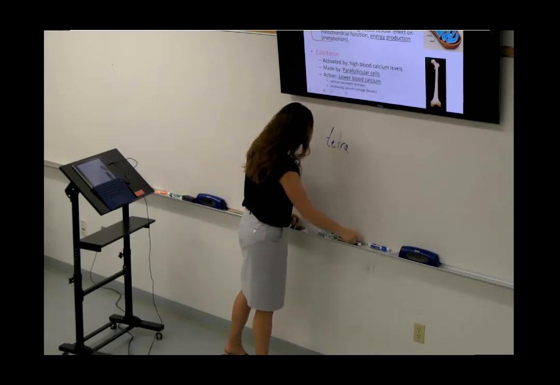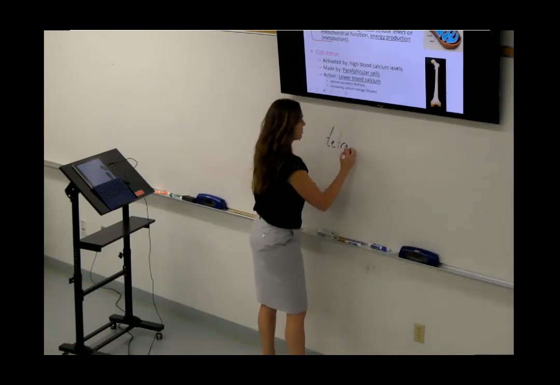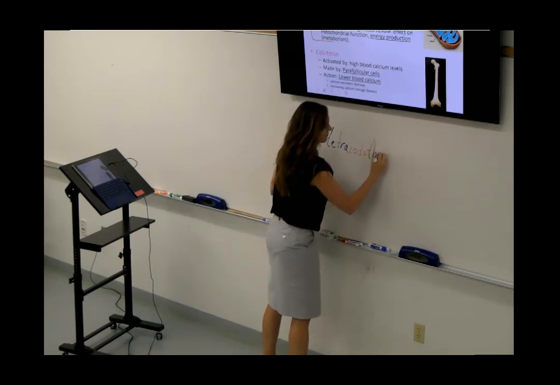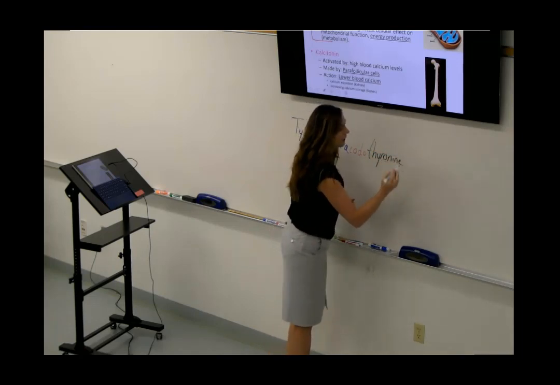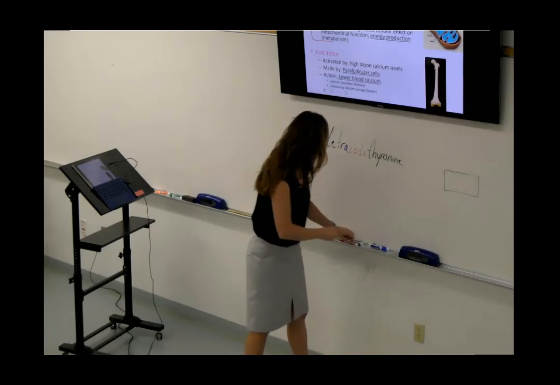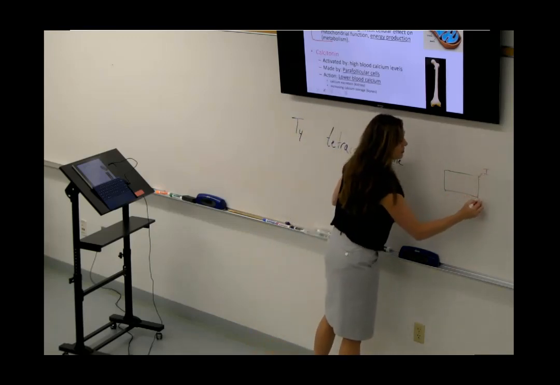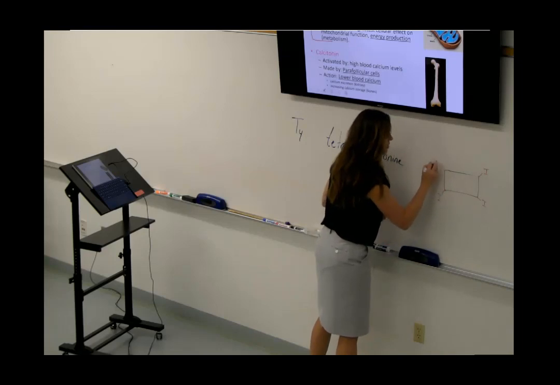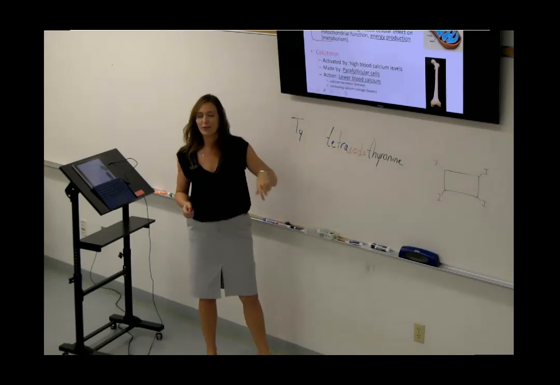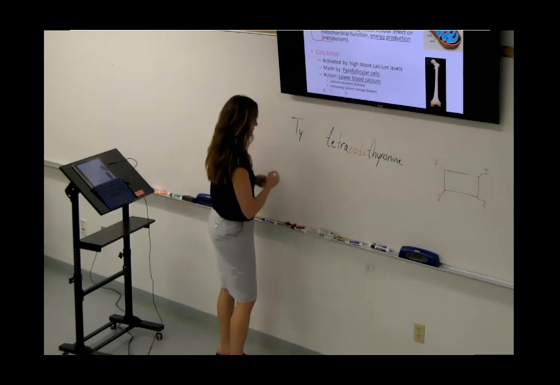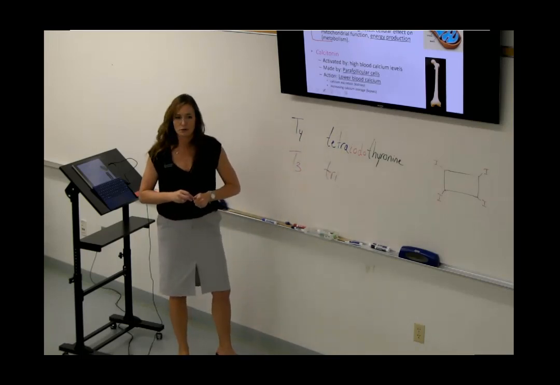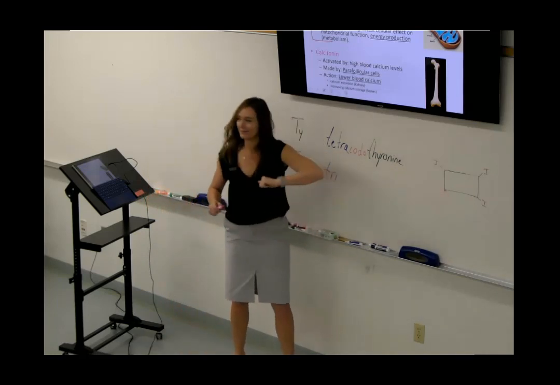Tetra, here, red pen, iodo, thyronine. And so we're going to draw it. T4 has this thyronine backbone, and because it's T4, it has four iodines. So that's the T4. Tetraiodothyronine. That's what it looks like. And then for T3, it would be triiodothyronine, and so T3 would be that. There you go, now you're T3.